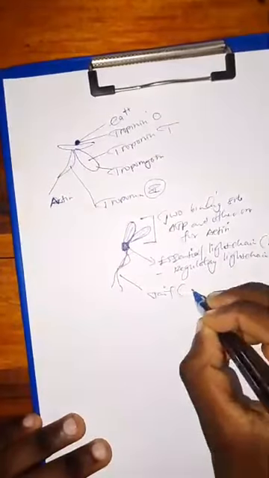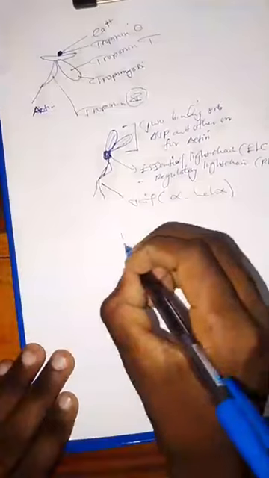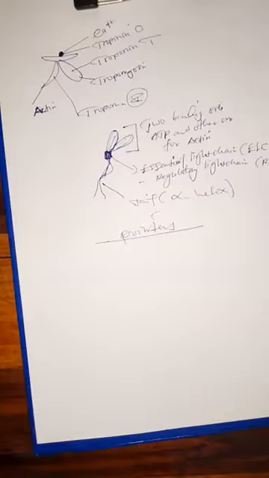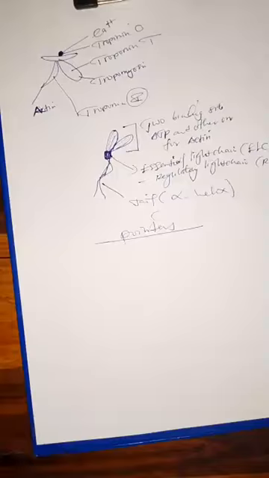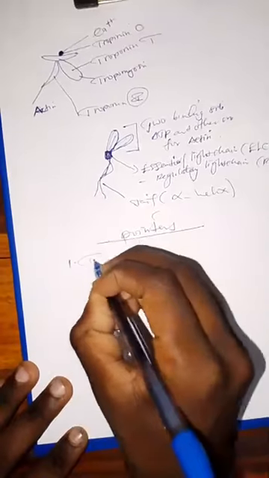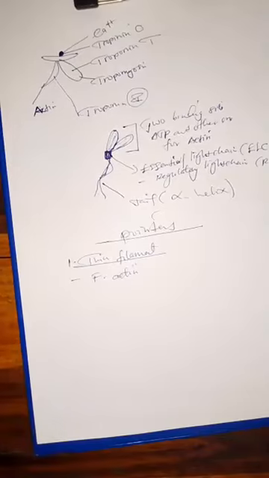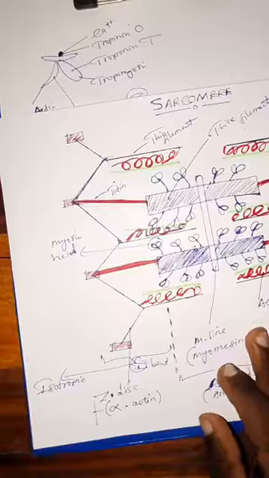Let me run through the pointers again. On the sarcomere, we have the thin filament. What does the thin filament consist of? The double-stranded helix of the F-actin. Actually, there is a protein that I've forgotten. Let me show you the structure. Alright, that's when I've remembered.